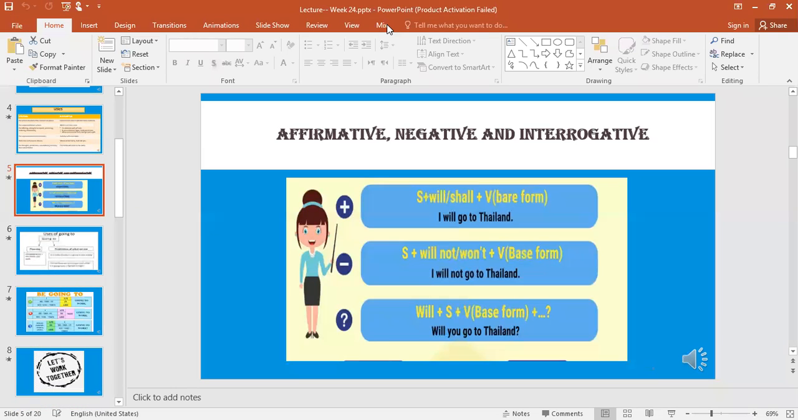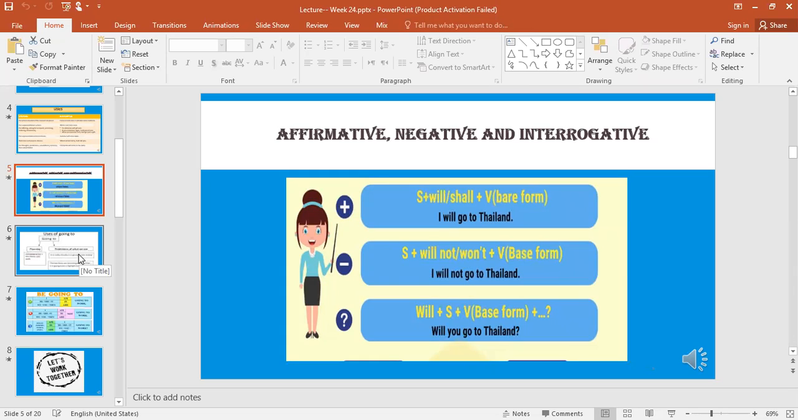I have a question. And this sentence, why didn't we put like, will I go to Thailand? You cannot ask a question to yourself. Okay. So I can't say, will I go to Thailand? So it's illogical asking a question to yourself. That's why we change I into you. Okay? Any questions before I move to be going to?